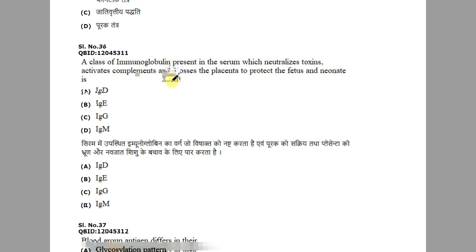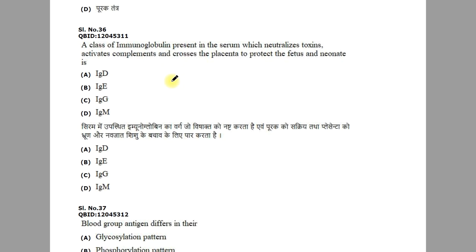Question number 36. A class of immunoglobulin present in the serum which neutralizes toxins, activates complement, and crosses the placenta to protect the fetus and neonate is A. IgT, B. IgE, C. IgG, D. IgM. So the correct option is option C, which is IgG.